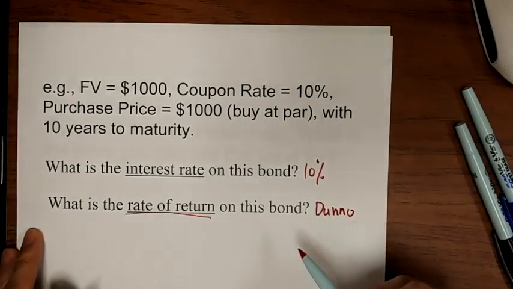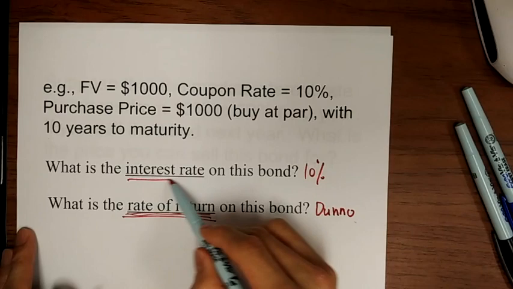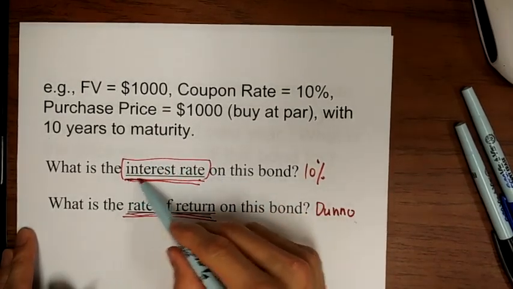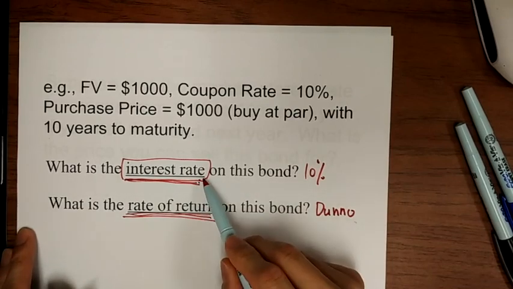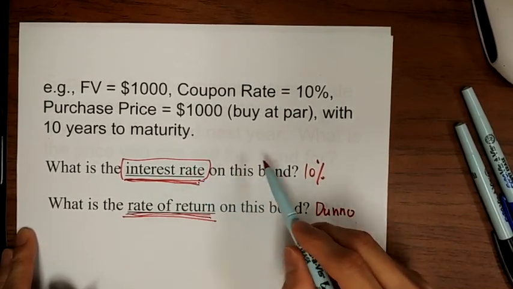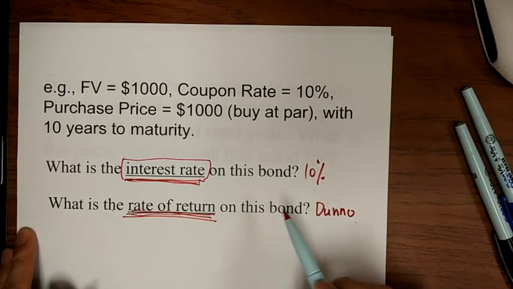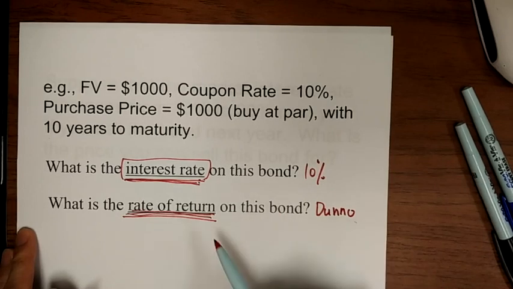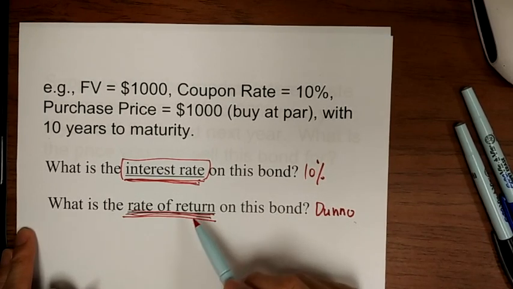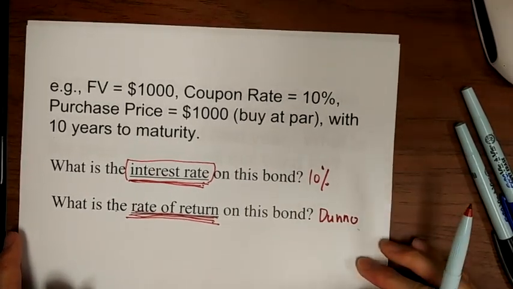So when you buy the bond, you don't know the rate of return, but you do know the interest rate because the interest rate is calculated by assuming you hold the bond to maturity. That is yield to maturity. Rate of return is the yield not to maturity. You sell it before the maturity date, and you don't know the selling price, therefore you don't know the rate of return when you're buying this bond.